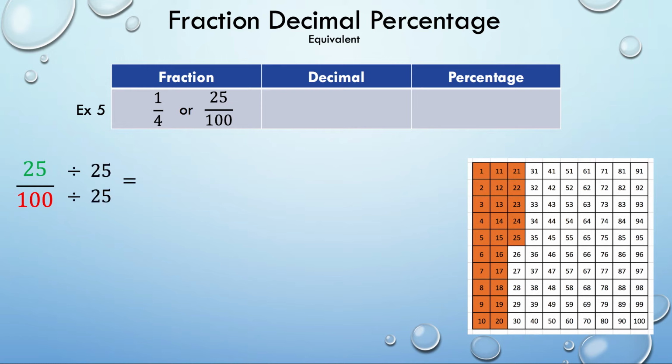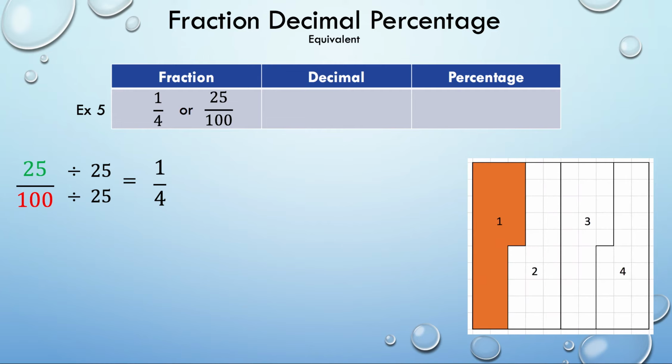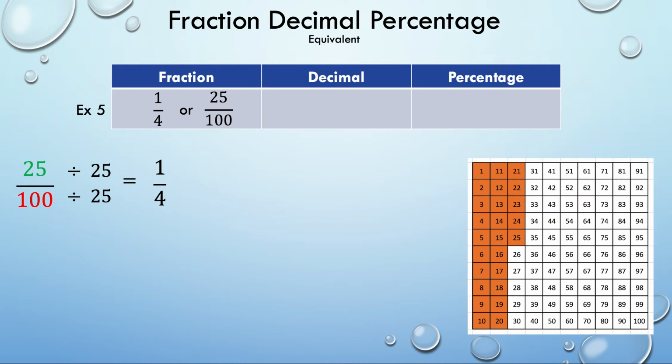So let's take a look at how we got 1/4. We're going to divide the top and bottom both by 25. So 25 divided by 25 and 100 divided by 25 is 1/4. As you can see, the model has changed into 4 equal shapes. They all have the same area. And now we're going to convert it back the other way, with 100 squares, so it's easier to see to convert to a decimal and percentage.